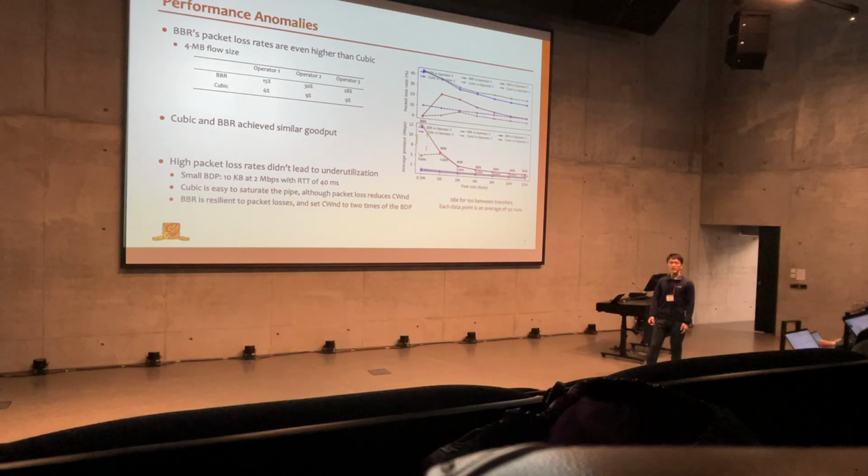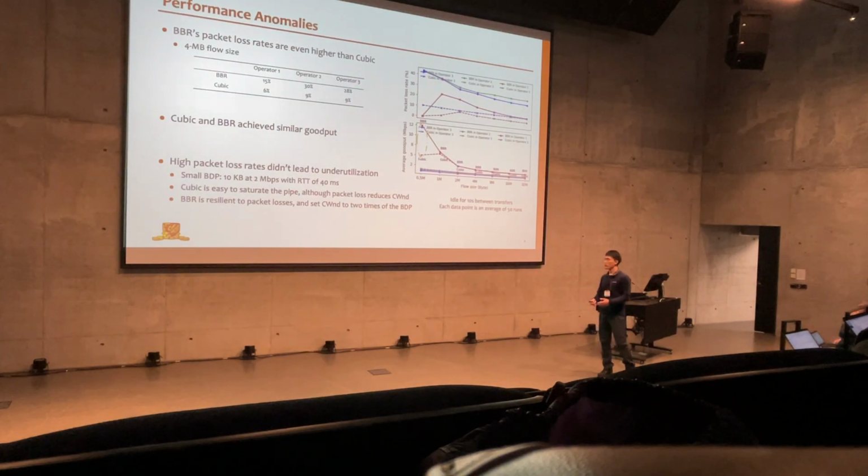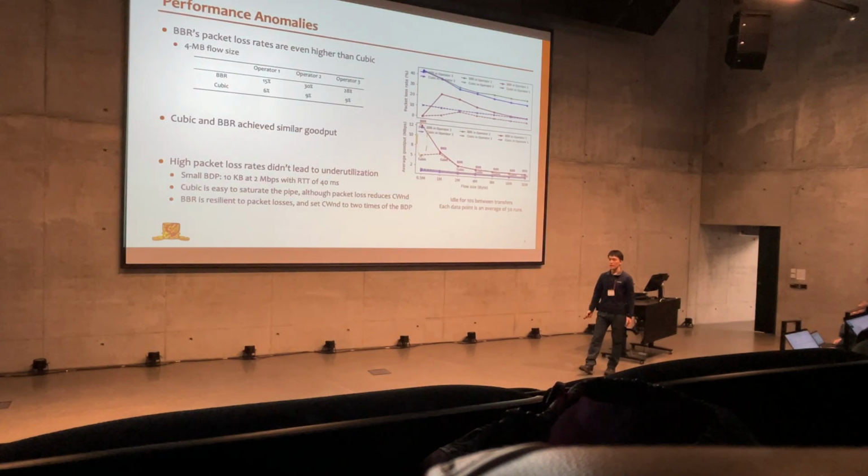So the conjecture is that the rate-limiting pipe is very small, only 10 kilobytes at 2 megabits per second in operator 1, so Cubic can easily fill the pipe, although packet loss reduces the signal of Cubic. BBR is resilient to packet loss, so it sets the window to 2 times the BDP, so they don't have a problem utilizing the bandwidth.